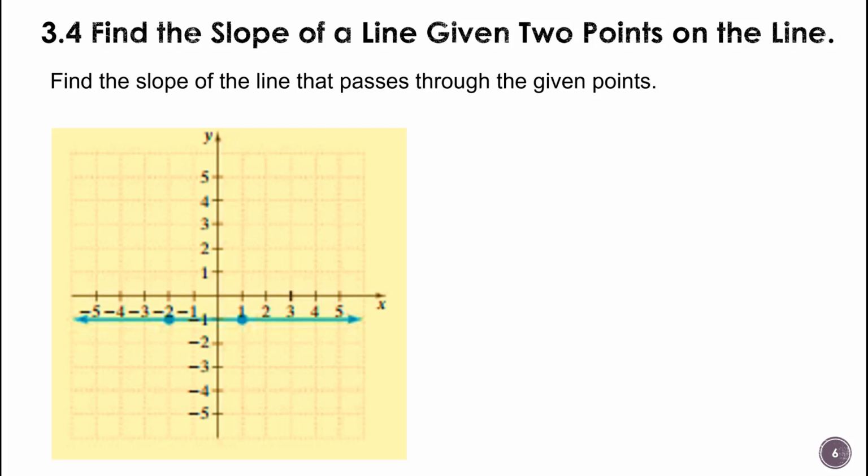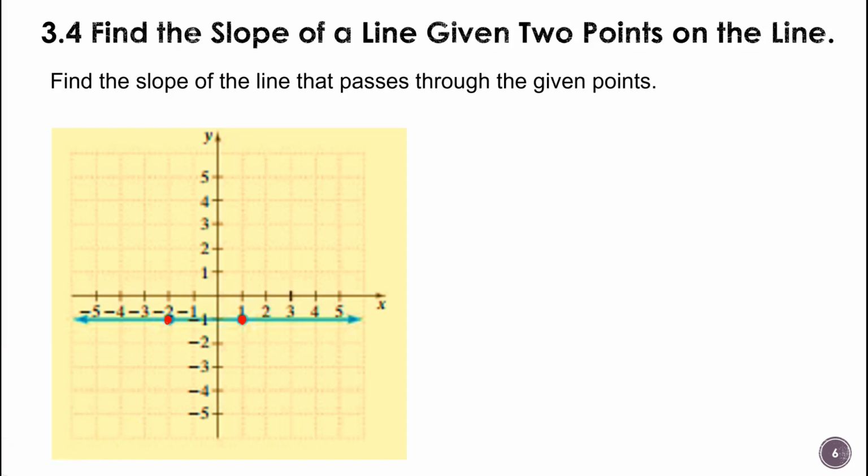Hello, here we are on 3-4 again with slope of a line, and we're finding the slope of the line that passes through these given points. Now this one's a little strange because we don't actually have any rise. We have a point at -2, -1 and 1, -1. Let's switch this to a little bit darker.